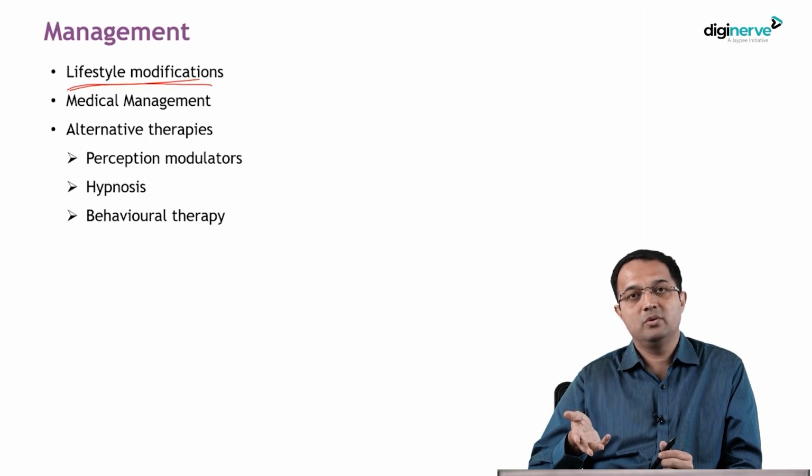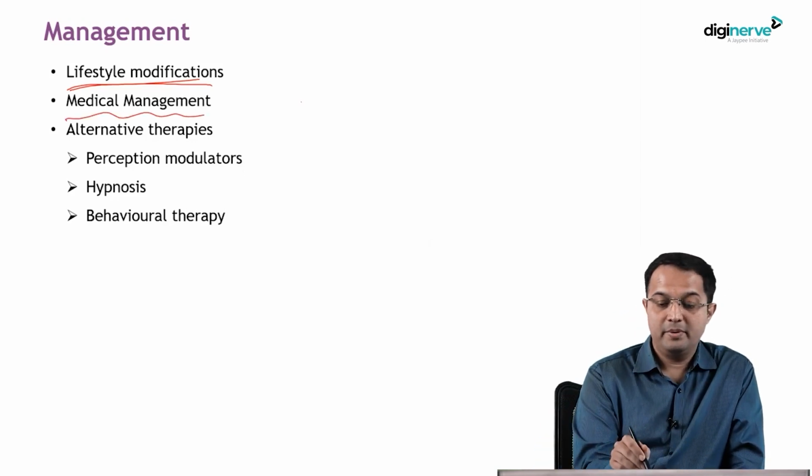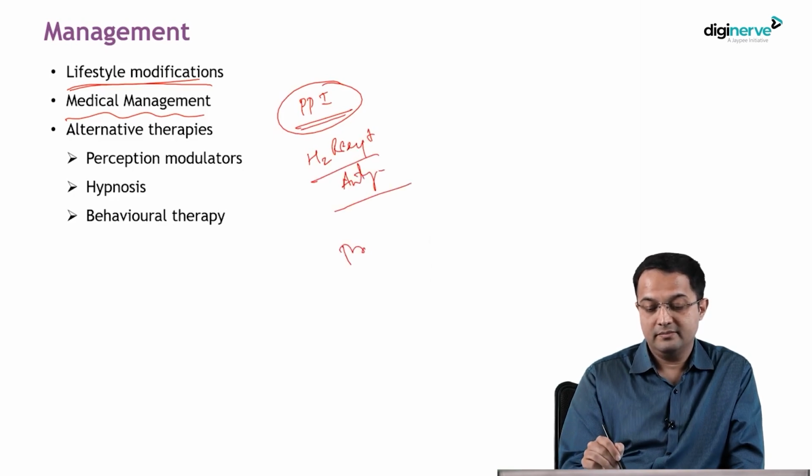If the patient is obese, tell them to lose weight. Don't have very heavy meals. Limit your coffee intake, limit your tea intake. These are the lifestyle modifications. In medical management, we all know PPIs, and if the PPI doesn't help, then you add an H2 receptor antagonist, or you can also add prokinetics.